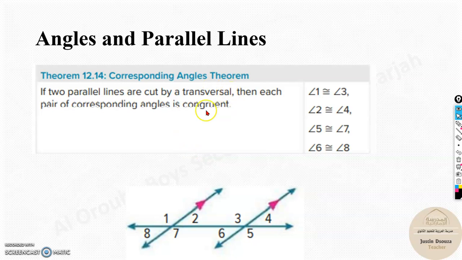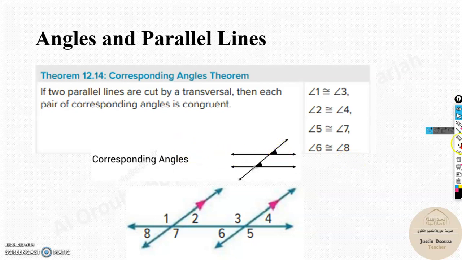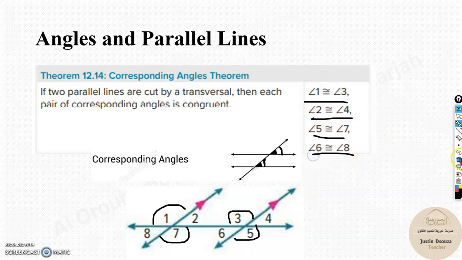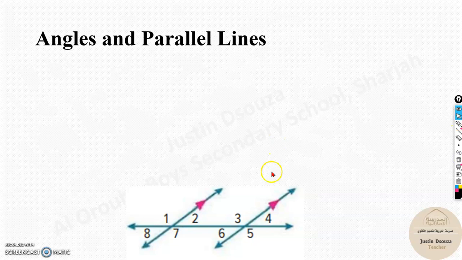Now, a few of the theorems. First, corresponding angles. We know what corresponding angles are. Just a while ago, we learned that if the positioning is similar, then they are corresponding angles. Imagine angle 1. It is at the top left side. In the same way, the top left side over here would be corresponding to it. Same way, over here 7 is down right, 5 is down right. So 5 and 7, 1 and 3, 2 and 4, and 6 and 8 are corresponding angles.